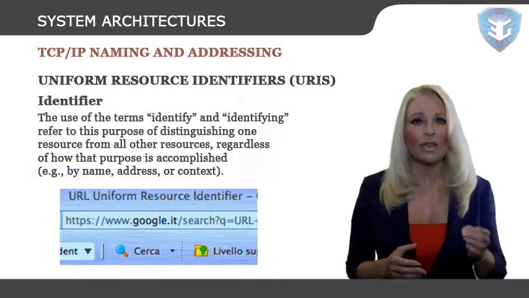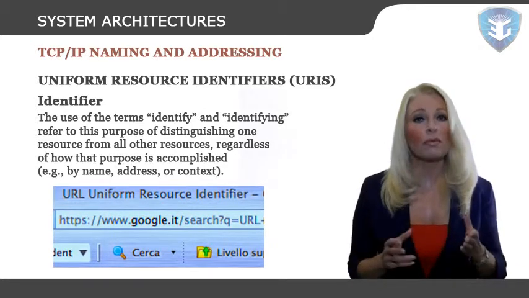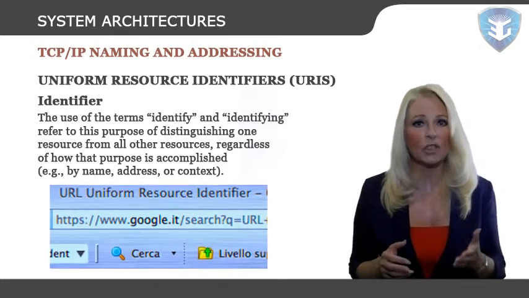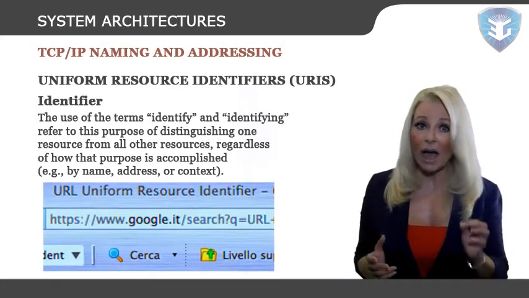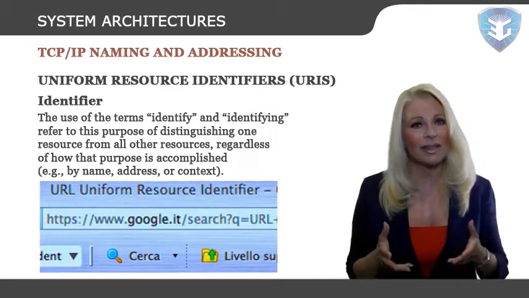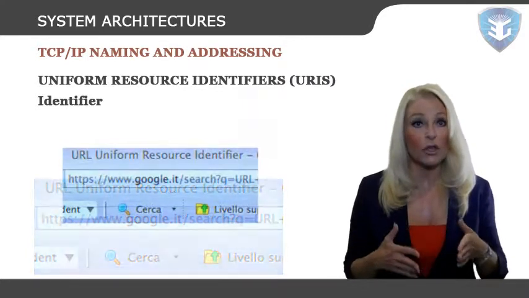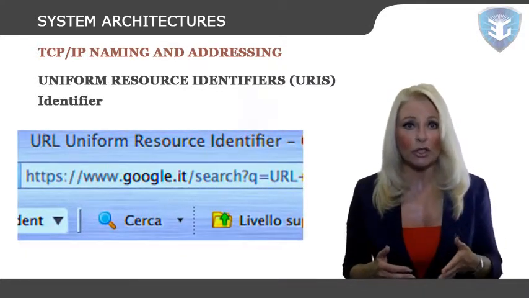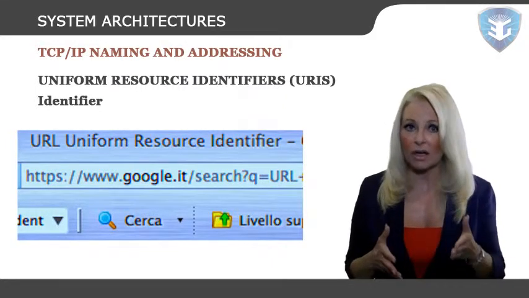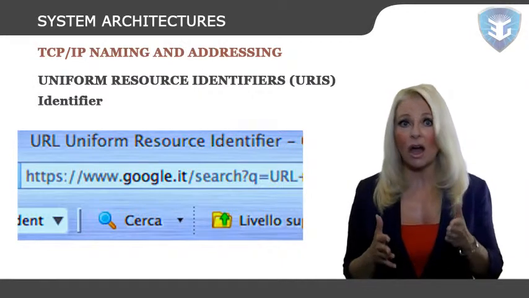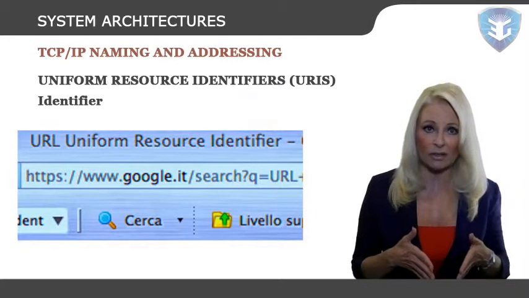Identifier. The use of the terms identify and identifying refer to this purpose of distinguishing one resource from all other resources, regardless of how that purpose is accomplished, for example, by name, address, or context. URIs have a global scope and are interpreted consistently regardless of context, though the result of that interpretation may be in relation to the end user's context.